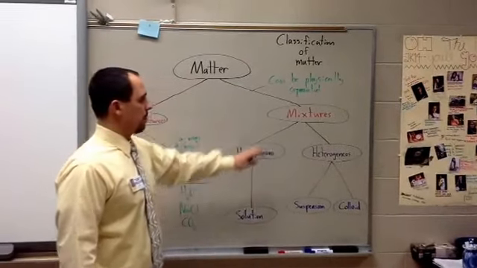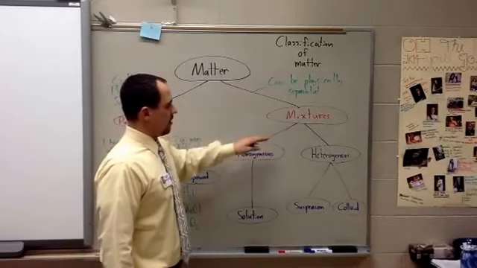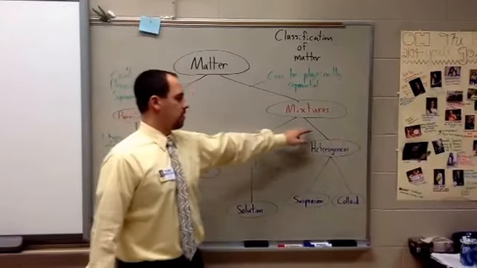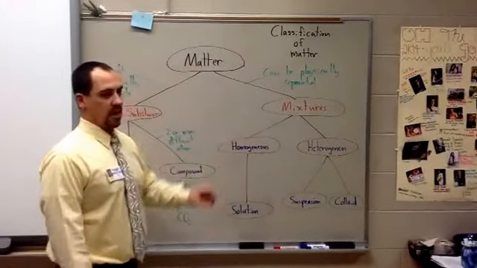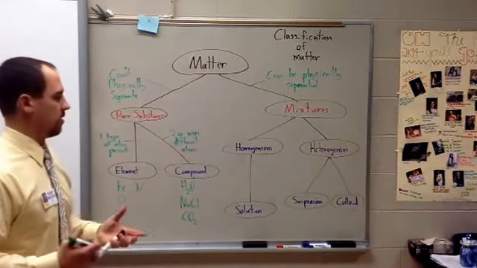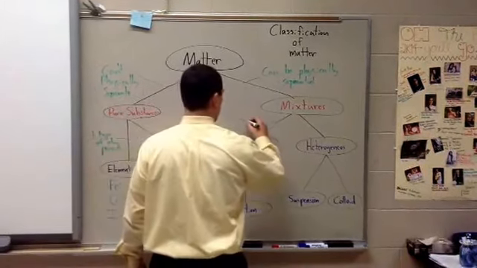Mixtures, though, can be separated too, physically, but there are two types of mixtures. Homogeneous and heterogeneous. The difference here is if it's a homogeneous mixture, you can only see one thing physically present. So only one thing visible is what I'll put.